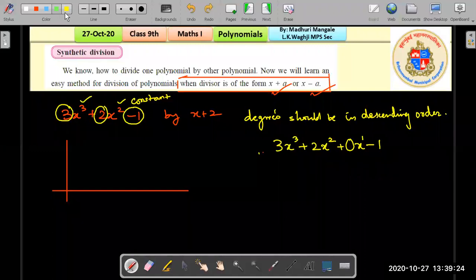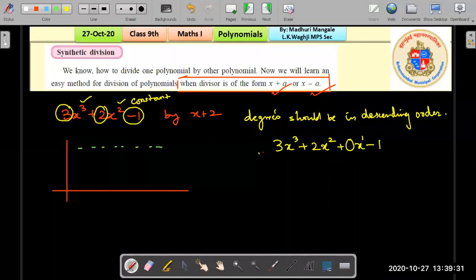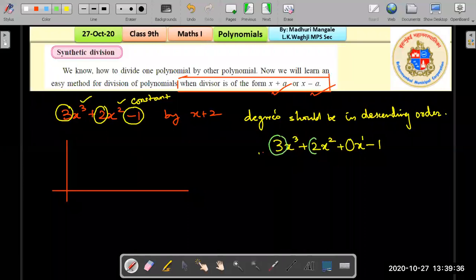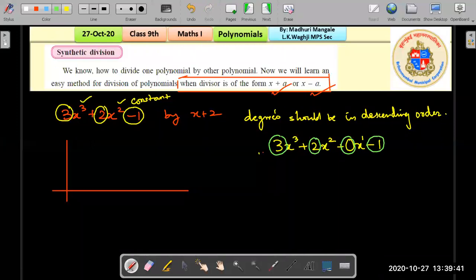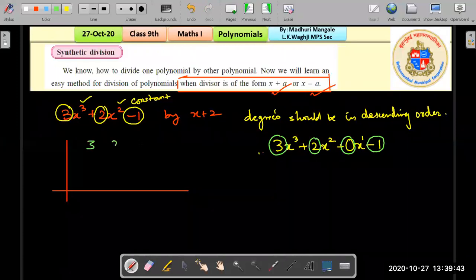So the first step is we write out the coefficients in the first line over here. Okay. So what are the coefficients? It's 3, then a 2, then a 0, and then a negative 1. So the coefficients are 3, 2, 0, and a negative 1. Okay. And then the divisor. We use the divisor next. So what is the divisor? It's x plus 2. We will be using the opposite sign of this number.